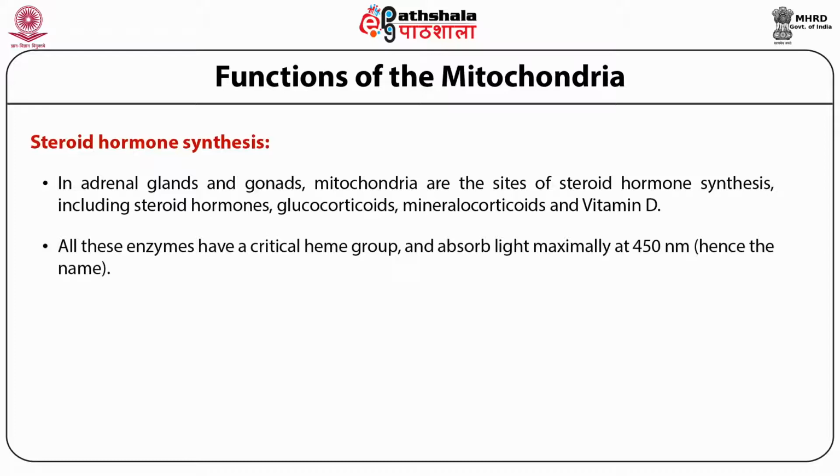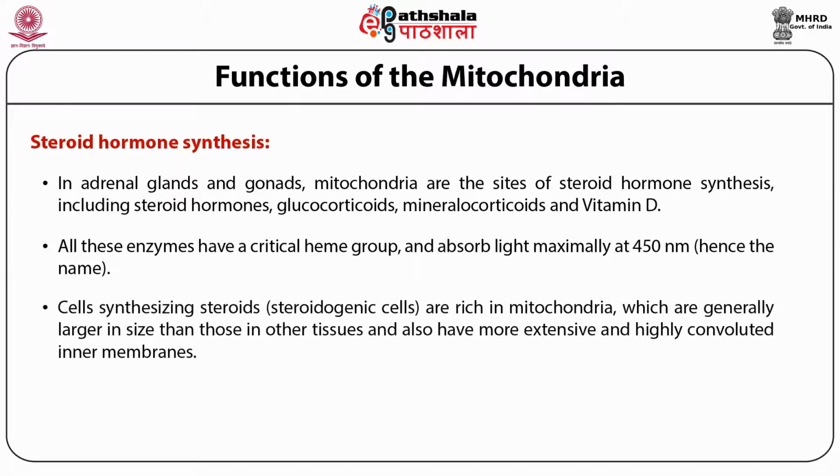All these enzymes have a critical heme group and absorb light maximally at 450 nanometers. Hence the name P450. There are many P450 enzymes, all situated in the inner mitochondrial membrane, with their catalytic site exposed to the matrix. Cells synthesizing steroids, which are also called steroidogenic cells, are rich in mitochondria, which are generally larger in size than those in other tissues. These also have more extensive and highly convoluted inner membranes.